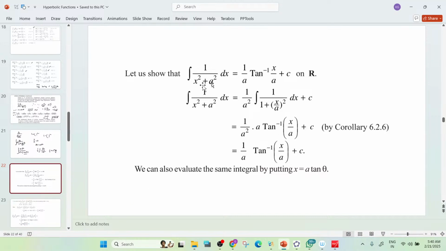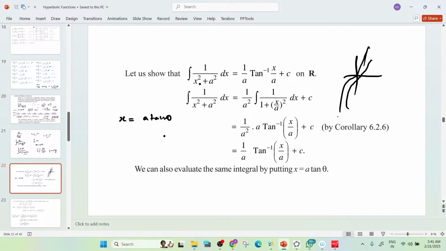Now, x squared plus a squared. Here x can take anything. Let's take x equals a tan theta. Tan theta looks something like this. A times tan theta will also be between minus infinity and plus infinity. So x equals a tan theta.